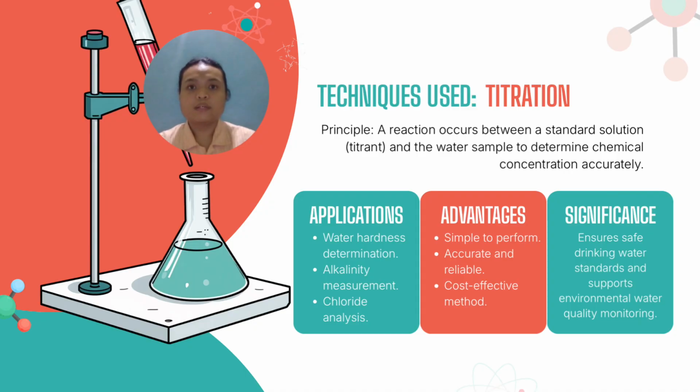On this slide, I will talk about the technique used in water quality analysis, which is titration. Titration is a reaction between a standard solution, which is the titrant, and the water sample to determine chemical concentration accurately. Titration can be used in water hardness determination, alkalinity measurement, and chloride analysis. Titration is recommended because it is easy to perform, accurate and reliable, and a cost-effective method. This technique is significant to ensure safe drinking water standards and supports environmental water quality monitoring.